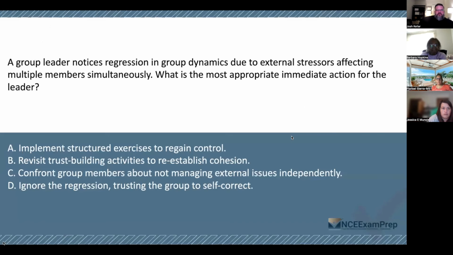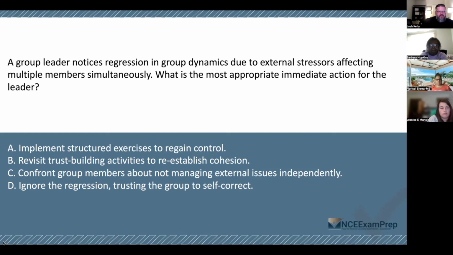A group leader notices regression in group dynamics due to external stressors affecting multiple members simultaneously. What is the most appropriate immediate action for the leader? Implement structured exercises to regain control, revisit trust-building activities to reestablish cohesion, confront group members about not managing external issues independently, or ignore the regression, trusting the group to self-correct. B.